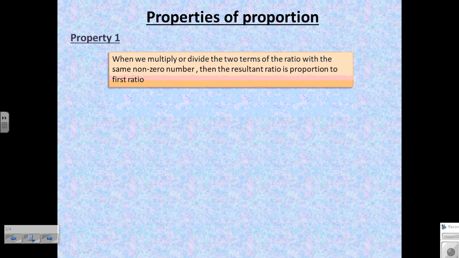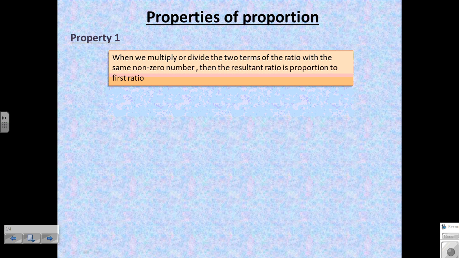We need to know now what are the properties of the proportion. We have 2 properties. The first property is when we multiply or divide the 2 terms of the ratio by the same non-zero number, then the resultant ratio is proportional to the first ratio.